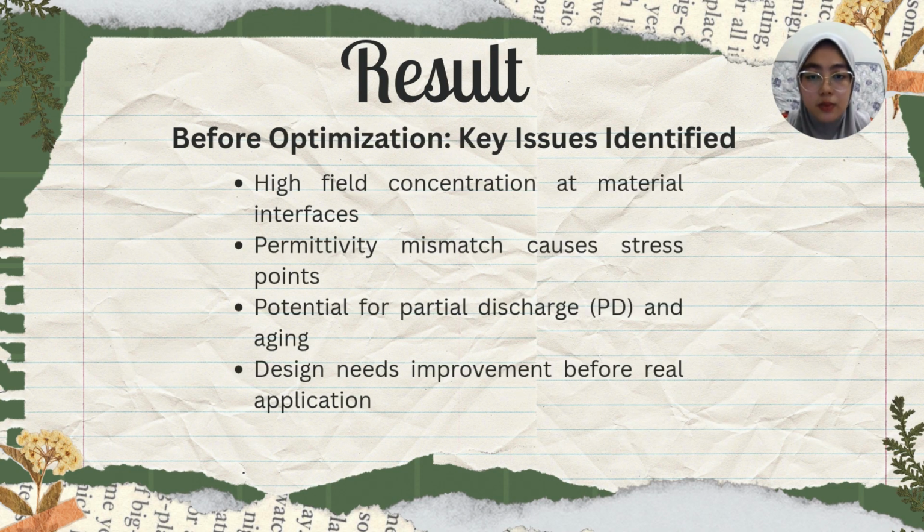From this analysis, we identified that the sharp changes in permittivity, such as from copper to XLPE, and the lack of stress grading cause severe electric field concentration. These are high-risk areas for partial discharge, which over time can degrade insulation. This shows that before the cable can be safely used in switchgear, optimization steps are needed to manage the electric field more effectively.